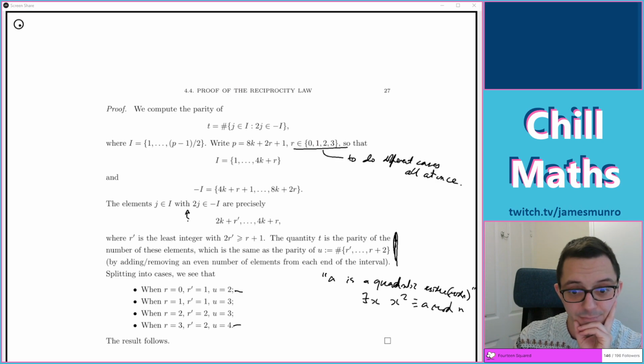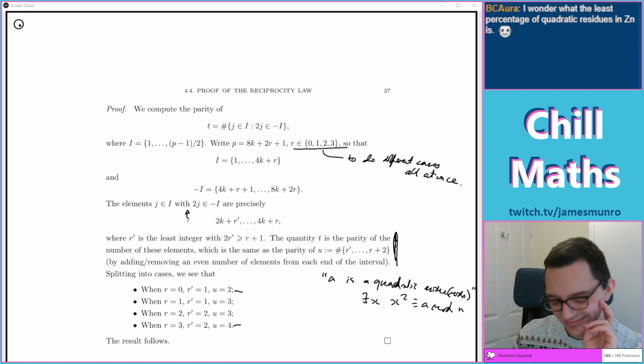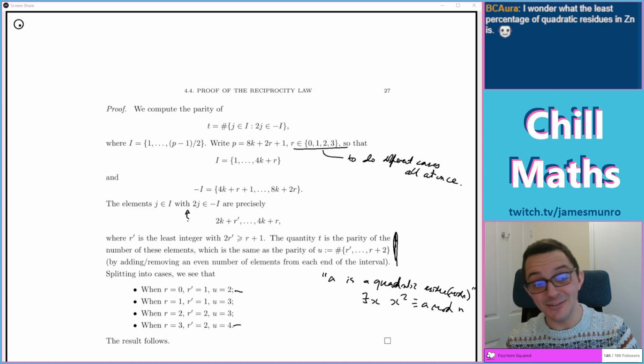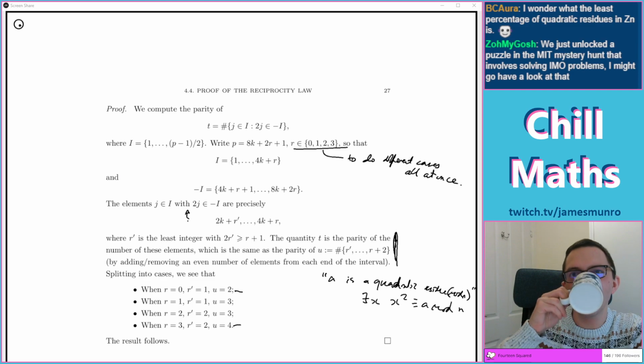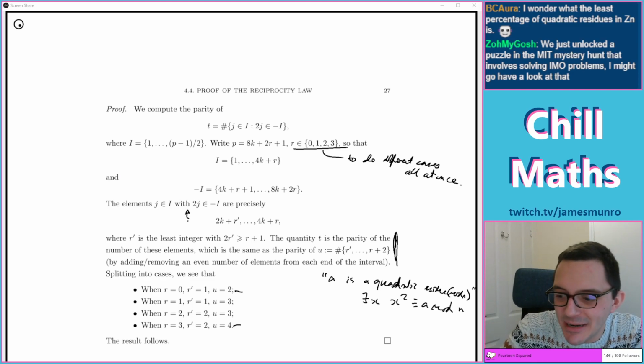What is this? So here is minus I. Why do I not like this? Doesn't look like minus I at all. It's over n, not a prime. How many quadratic residues are there?